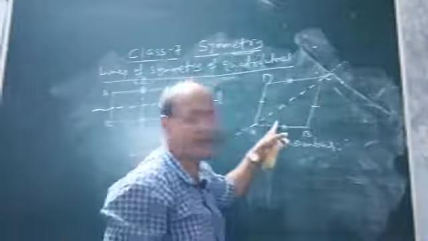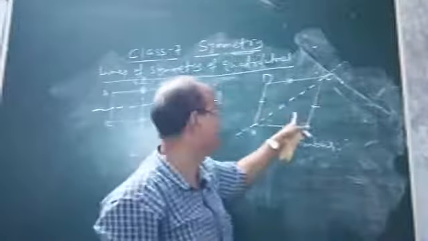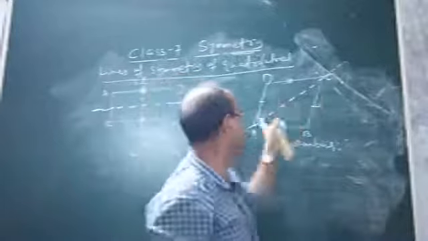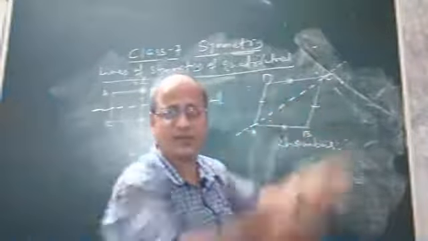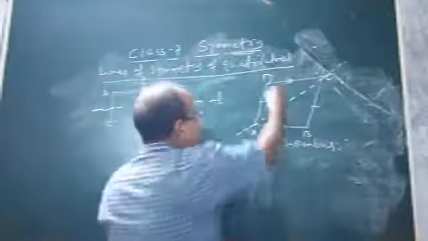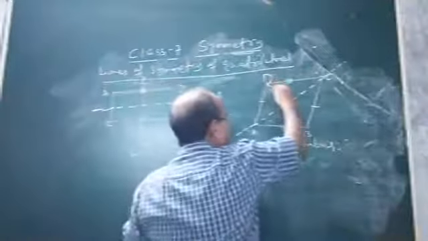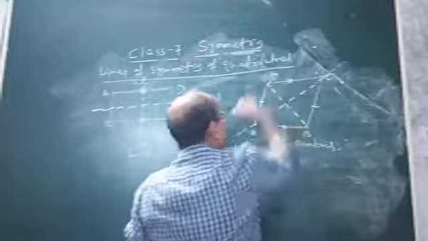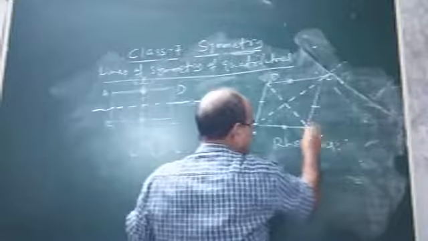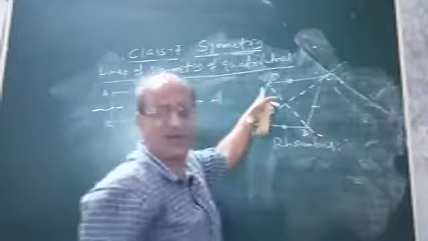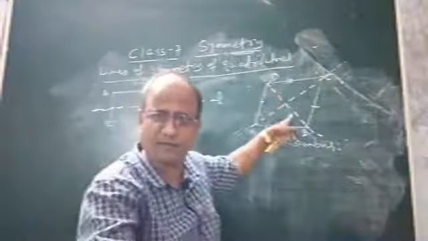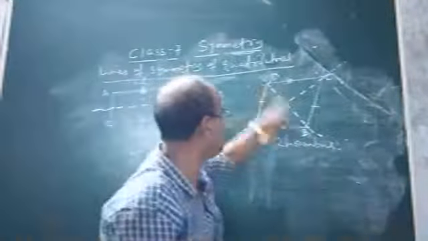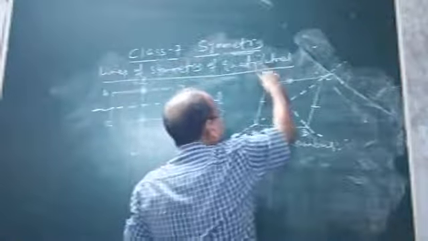Because about this dotted line, if you fold the two parts, means the two triangles ABC and ADC, you will find that they will coincide with each other. Now just imagine, join another diagonal. I am joining another diagonal, because B and D are also two non-consecutive vertices of this rhombus or quadrilateral. Now if you join BD, you see it is another diagonal.